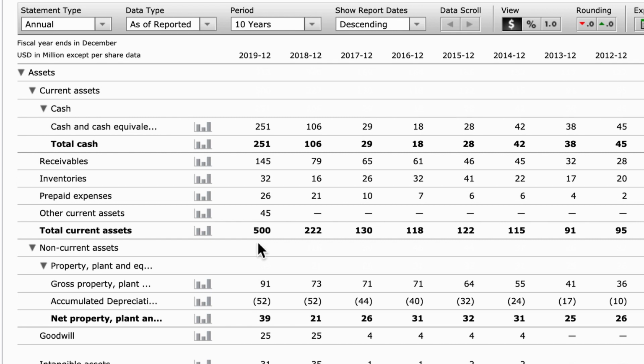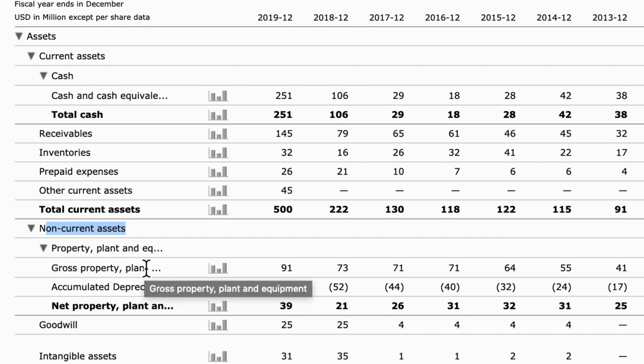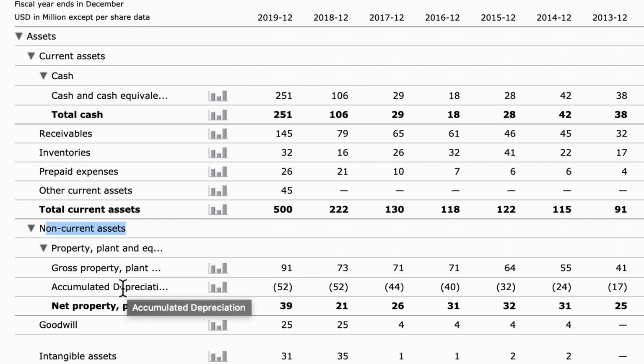The next line we have here is non-current assets. This is a company's long-term investments where the value of these things won't be recognized for over a year. The next line down we have property, plant, and equipment. And this is essentially land, machinery, and buildings. And over time, that stuff is going to be depreciating in value, just like a car, for example.